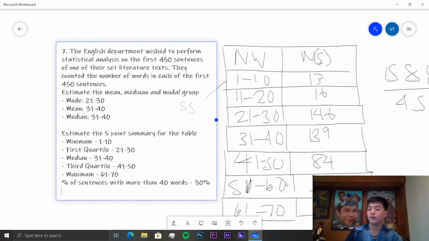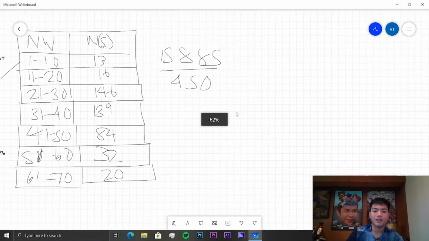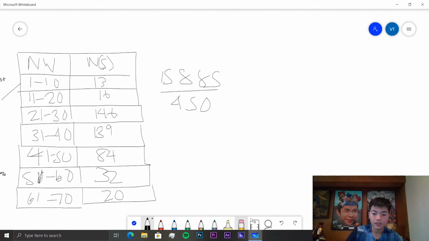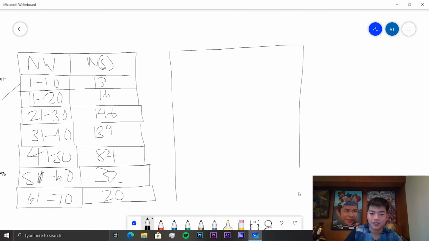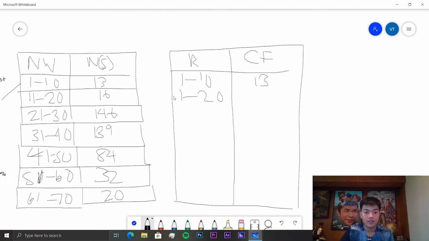Construct a cumulative frequency table and a cumulative frequency curve. Okay. So our table would... Actually, I should start doing these tables in Excel. So anyways, we have the range and the cumulative frequency. From 1 to 10, it's 13. From 1 to 20, it's 13 plus 16, 29.